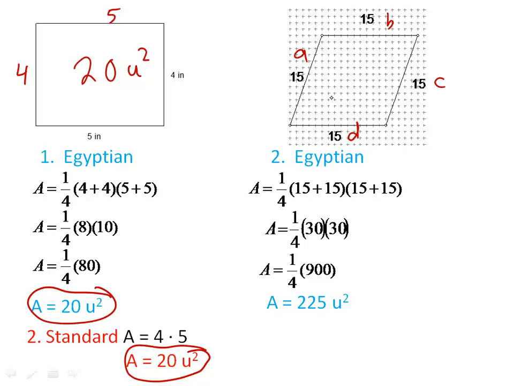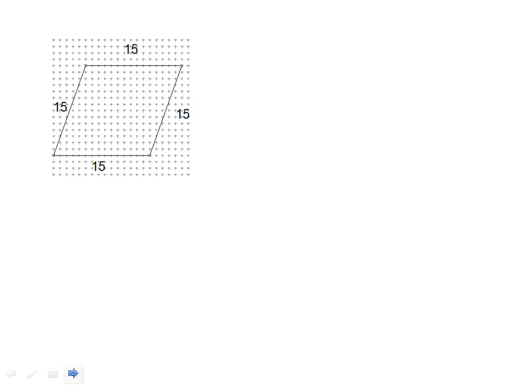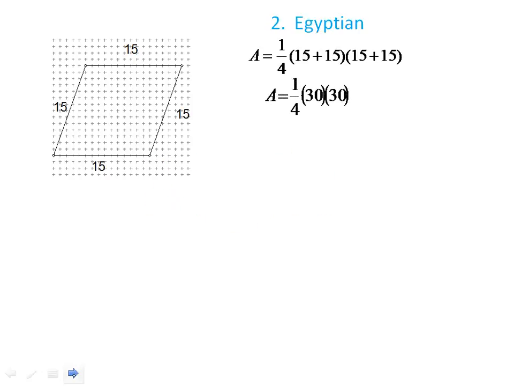Well, this is not a rectangle at this time, so how do we know if this is correct? And it says in the book that the Egyptians knew that it didn't always give them the correct area, but they weren't quite sure how to fix it. So let's take a look at this. So we've taken this one again, and we'll bring that math from the Egyptian formula back out.